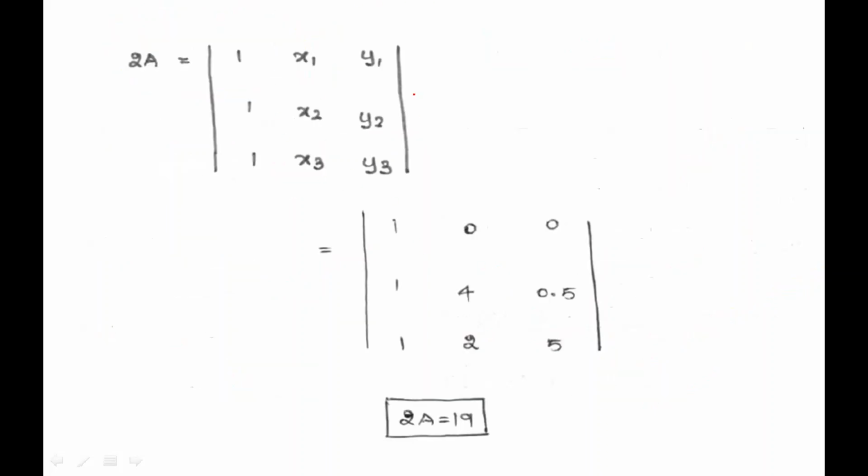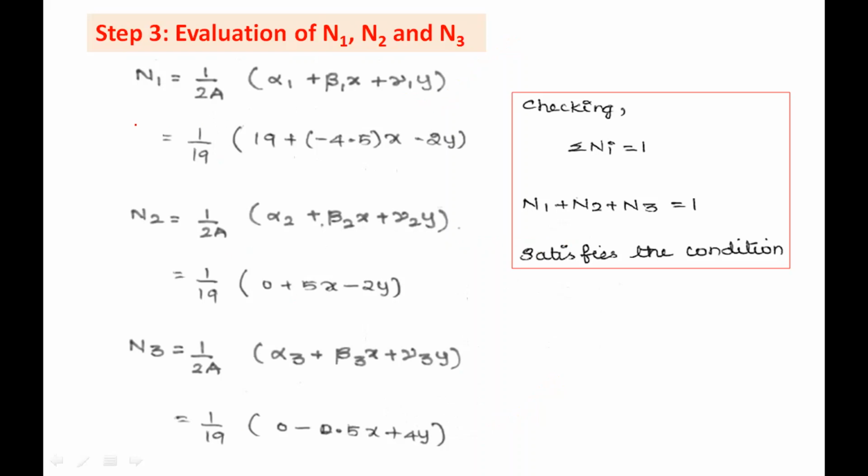Then we have to find the 2A value. So 2A is nothing but the determinant of the coordinate matrix: 1 x1 y1, 1 x2 y2, 1 x3 y3. So here 1 0 0, 1 4 0.5, 1 2 5. So here we have 0, so you can easily find this one. This is coming around 5 into 4, 20, minus 1, so 19. So it will be 19 for the 2A value. So after knowing this alpha, beta, gamma and 2A, we have to establish this shape function N1, N2, N3 like this. N1 is equal to 1 by 2A times (alpha 1 plus beta 1 x plus gamma 1 y).